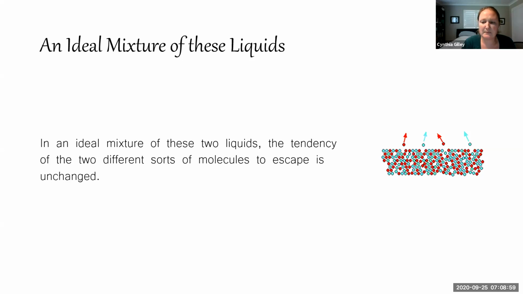So if we mix those two liquids, now the tendency of the two different sorts of molecules to escape is unchanged, but only if it's an ideal mixture of the liquids. So what it's basically saying is, in an ideal situation, you mix the two liquids and the intermolecular attractions between the red and blue molecules are going to be the same as between two red molecules or two blue molecules. And if that's the case, the tendency to escape will be the same, right?